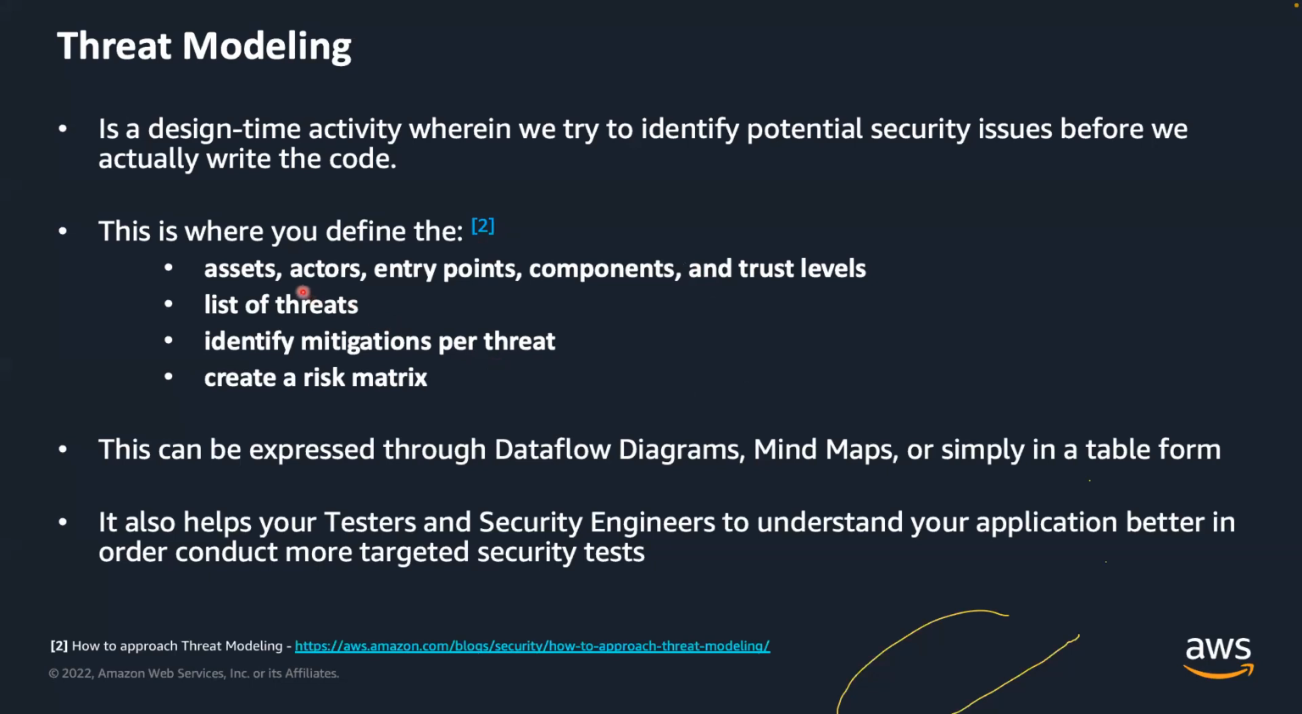Threat modeling is where you define the assets, meaning the assets of your application, for example the login page, the database, etc. Actors, meaning the types of people who are going to use your application. The entry points, which is your surface area, components, and trust level. For example, if you have multiple users with varying levels of privileges on your app, these things need to be defined as early as possible. Once we have that, we start listing the threats and identifying mitigations per threat, and ultimately we create a risk matrix.